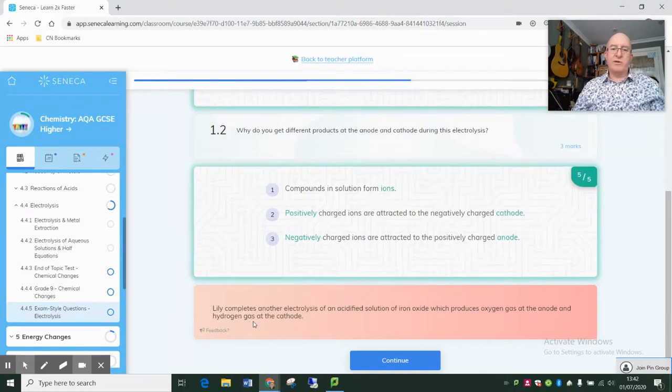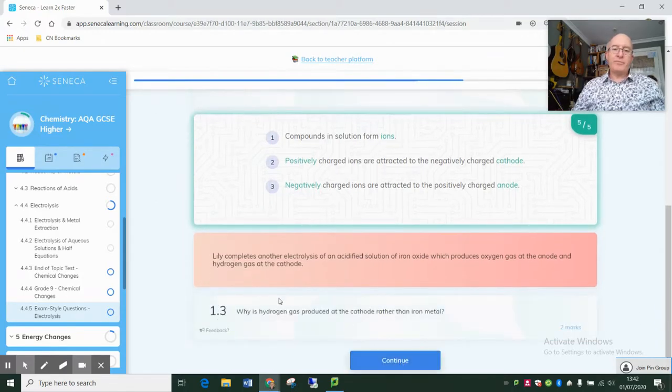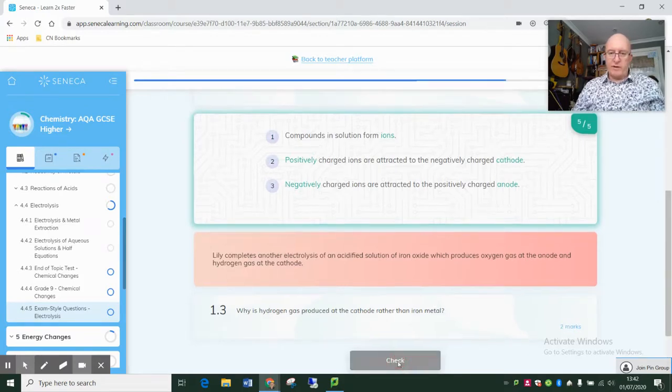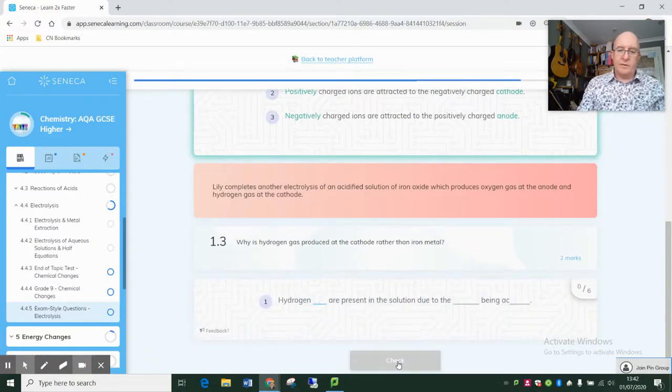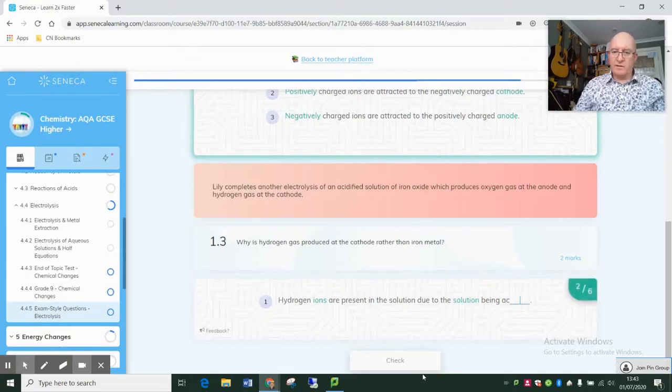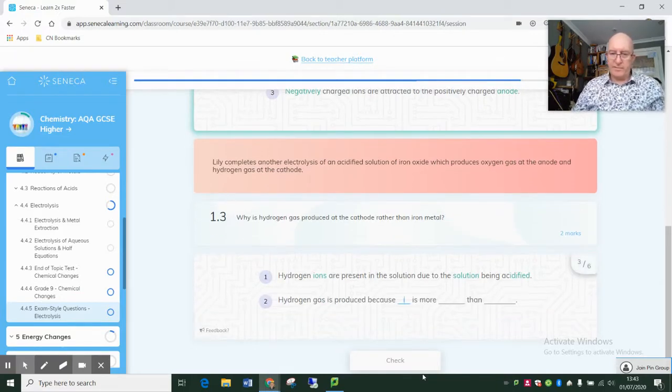Lily completes another electrolysis of an acidified solution of iron oxide, which produces oxygen gas at the anode and hydrogen gas at the cathode. I think the key thing here is it's an acidified solution. So why is hydrogen gas produced at the cathode rather than iron metal? So we can say here hydrogen ions are present in the solution due to the solution being acidified.